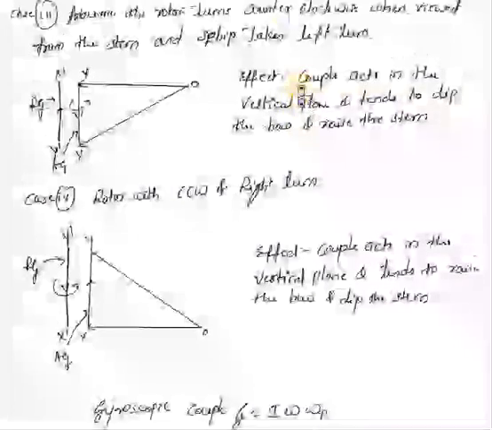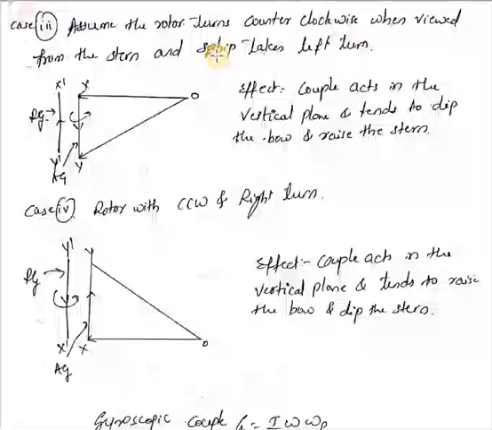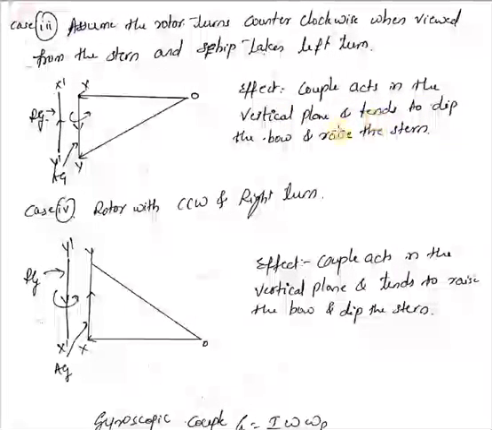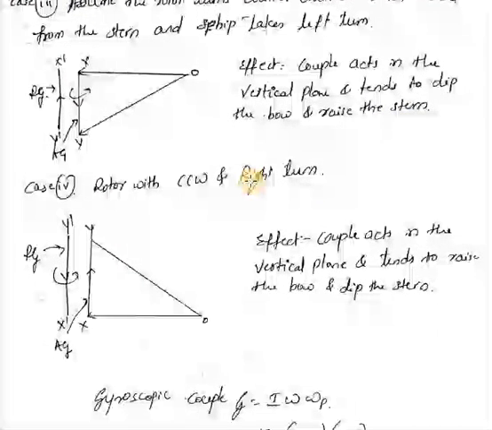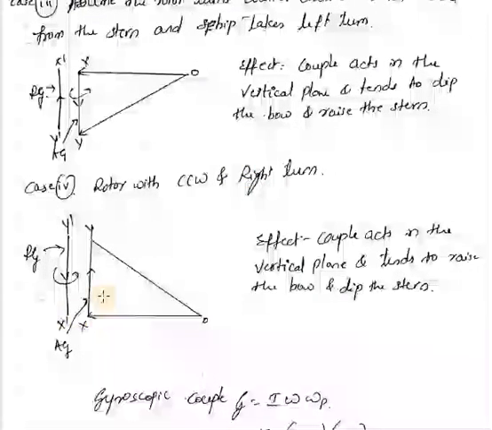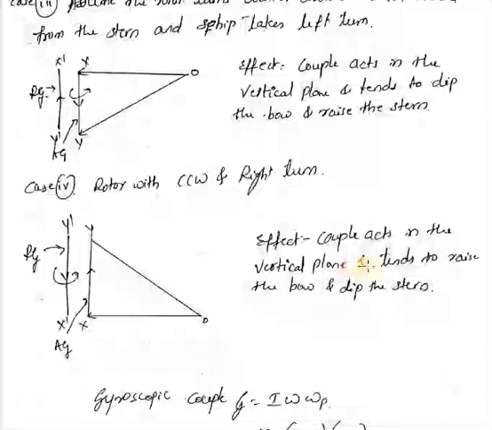So case 3 is when the rotor turns counterclockwise when viewed from the stern, and the ship takes a left turn. This is the angular momentum vector diagram. The effect will act on the vertical plane, and here it will tend to dip the bow and raise the stern. The fourth case is again the rotor with counterclockwise direction, but instead of left, it takes a right turn. The angular momentum vector diagram will be this, and the couple will act in the vertical plane, and it tends to raise the bow and dip the stern.